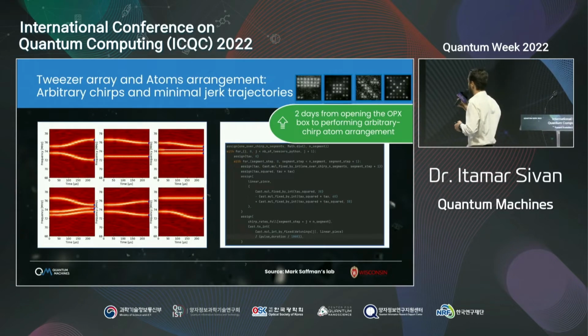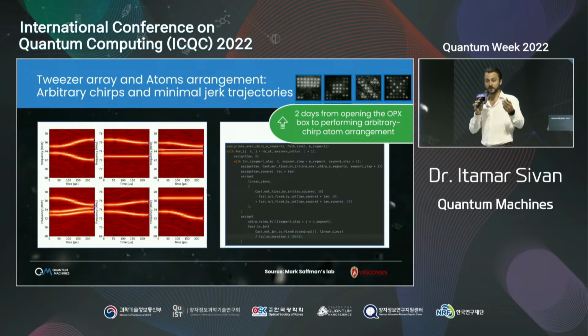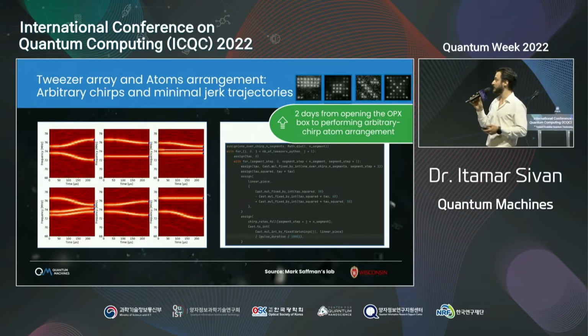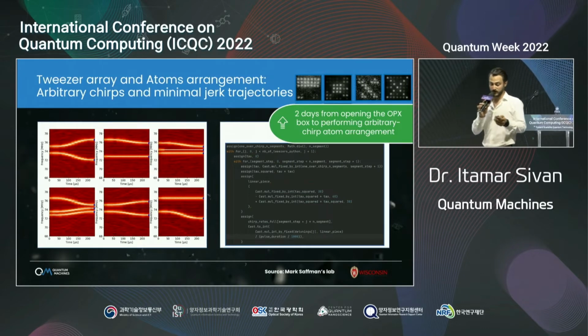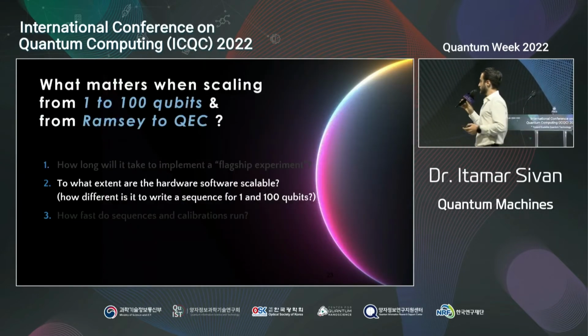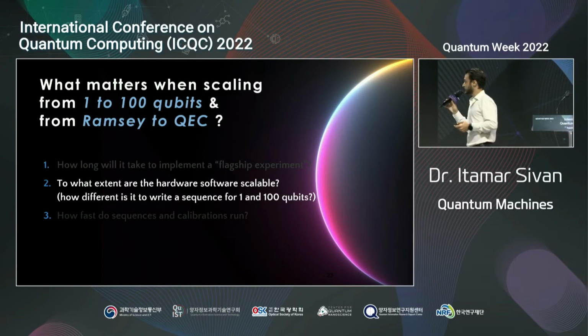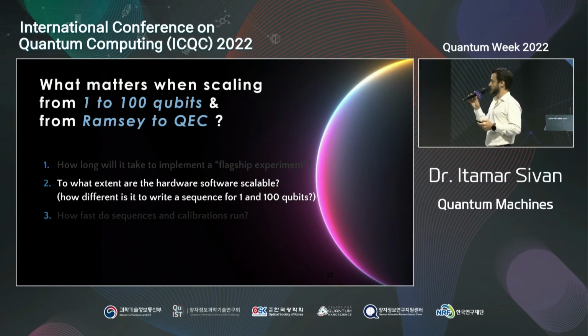This is another example just to show you that we're not all about superconducting qubits. I know the focus tomorrow will be beyond superconducting qubits, but this is a very, very advanced sequence with neutral atom arrays. So this is the rearrangement of neutral atoms in an array in real time with minimal jerk trajectories. This is a cutting edge sequence. This was measured in Mark Saffman's lab in University of Wisconsin, and very, very few places in the world can actually realize that.